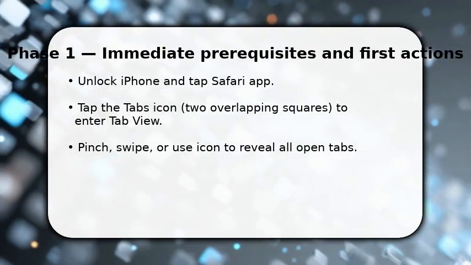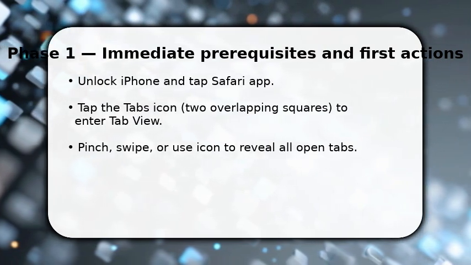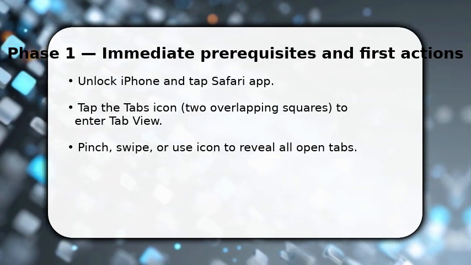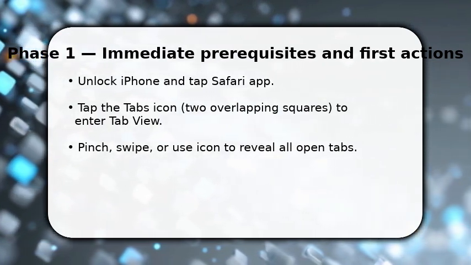You've already unlocked your iPhone. Now start by opening Safari and going straight to Tab View. Tap the overlapping squares icon. This shows your open tabs as stacked or grid thumbnails.